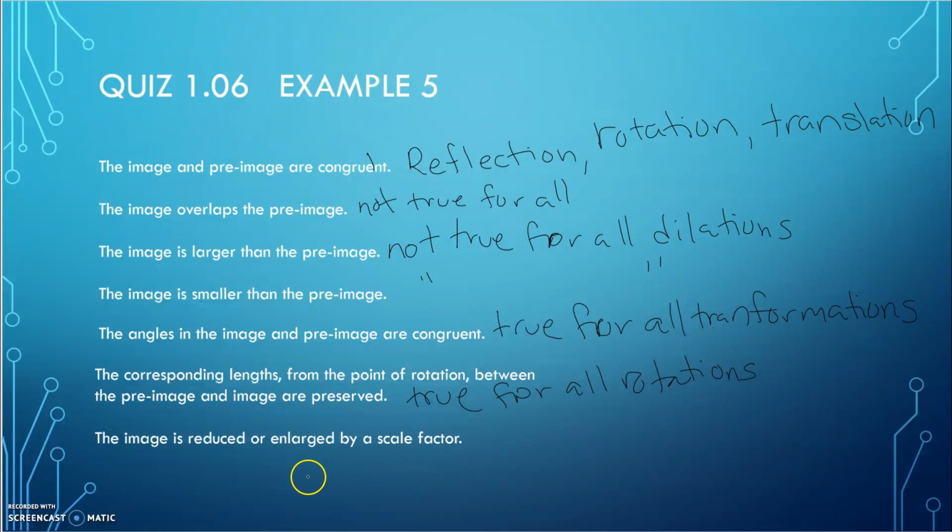The image is reduced or enlarged by a scale factor. So the only one where the size changes and it can reduce or enlarge is a dilation. So true for all dilations. And that's example 5.